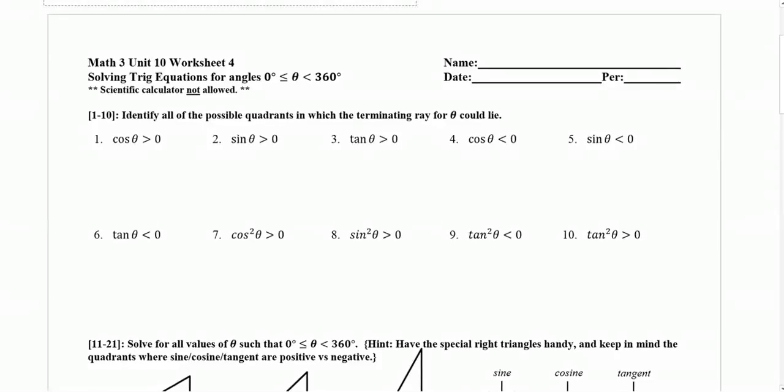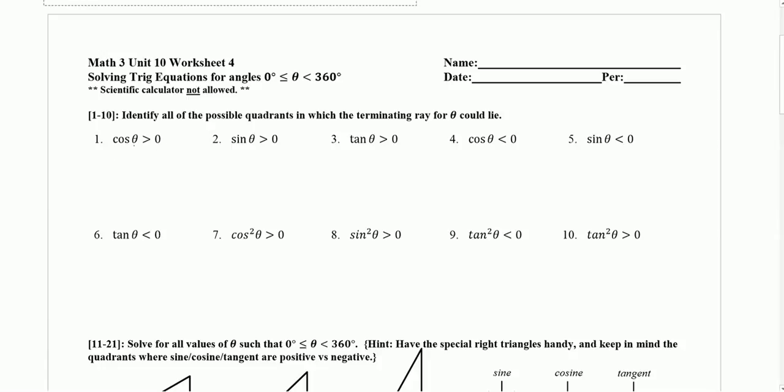This is the Math 3 Unit 10 Worksheet 4. I'm going over a couple of the homework problems. So numbers 1 through 10 say to identify all the possible quadrants in which the terminating ray for theta could lie.